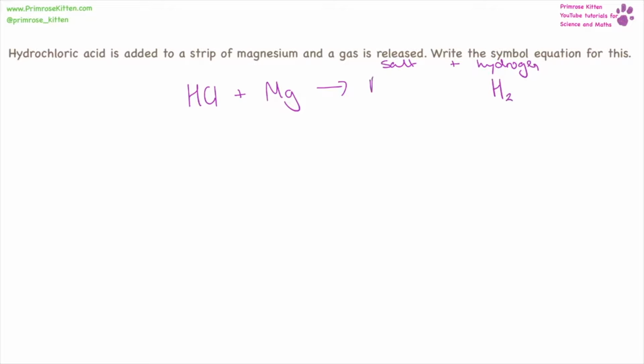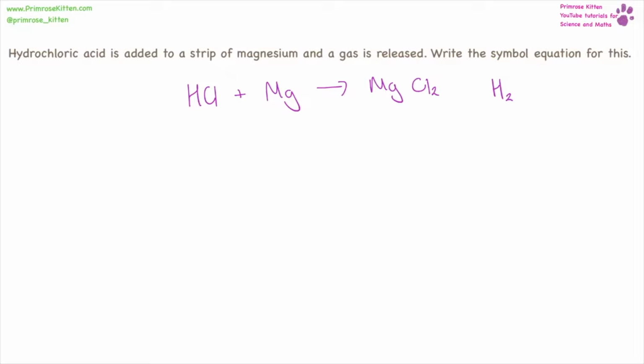The salt is going to be magnesium chloride, but we need to know that magnesium is a 2+ ion and chlorine is a 1- ion. So it needs to be MgCl2 so that there are 2 negative ions for each positive ion. Now this has brought in a lot of skills: recall of the formulas, working out the salts, the product, so working out what type of equation it is. And then after all of that, we need to balance it.